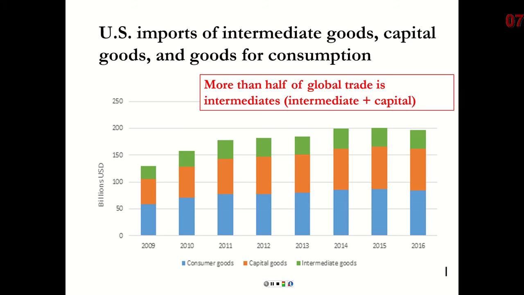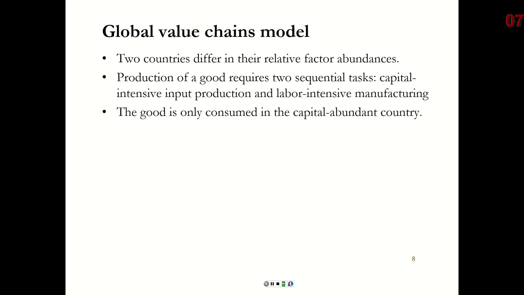Okay, so what we did was we again built a very simple model that had a lot of similar characteristics to the Heckscher-Ohlin model, but also some very important differences. So the first similarity is that we assumed that countries only differ in their relative factor abundances, so that you've got one labor abundant country and one capital abundant country.